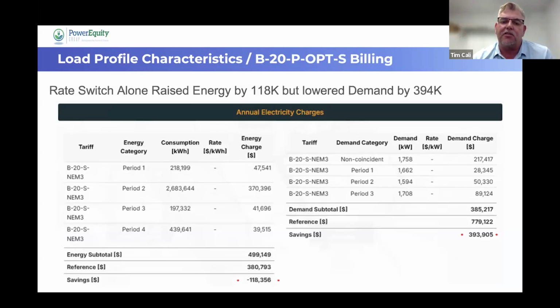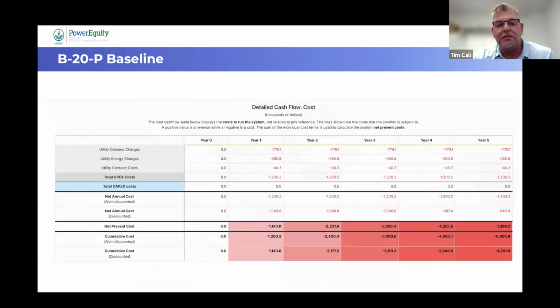Big difference, right? Energy's gone up a little bit. It's gone from $380,000 to almost $500,000, but demand's dropped almost $400,000. So we know this is great. Now we need a ticket to the tariff. How are we going to get that, right? We're going to use that qualifier of 180 kW of battery to qualify for this 1,758 kW peak demand load.